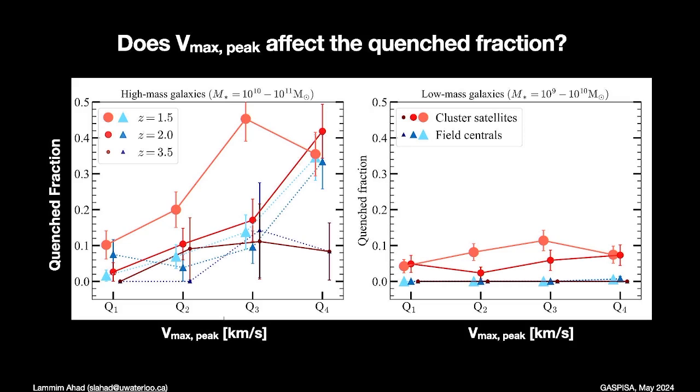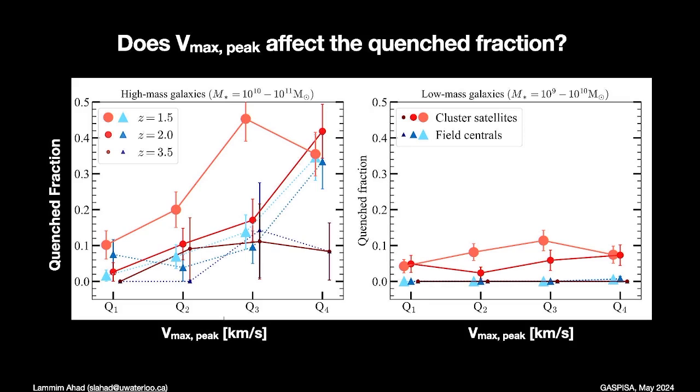So in the left panel, we're seeing the high mass galaxies. In the right panel, we're seeing the low mass galaxies from our sample. On the y-axis, we're seeing the quenched fraction, and on the x-axis, we're looking at the Vmax peak quartiles. So these are all the same galaxies with the same stellar mass. But this is at the same stellar mass if they have a low Vmax peak, and this is if they have a very high Vmax peak based on their distribution.